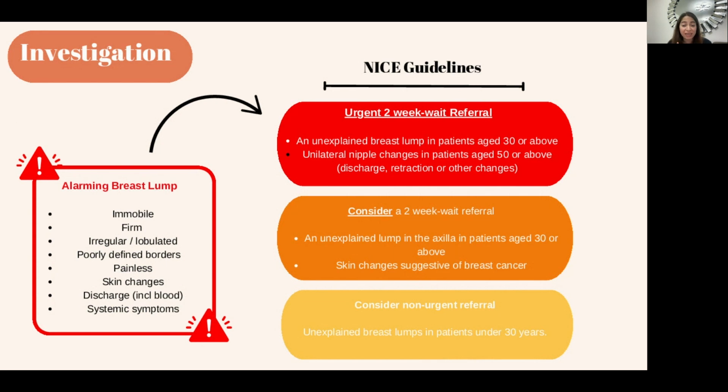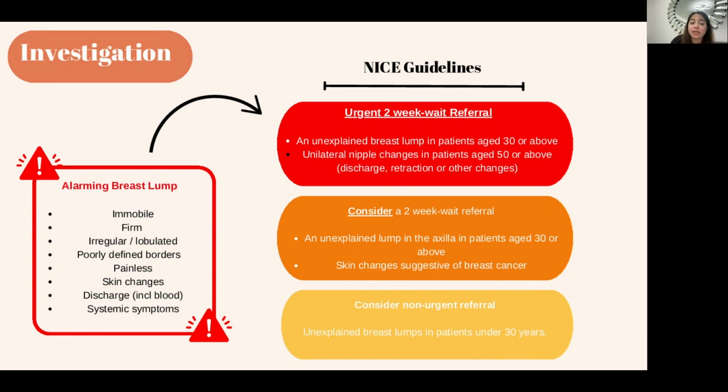They often feel irregular, so the border doesn't feel like a very smooth, circular, round lump. It will feel irregular and lobulated. As I said, the border is quite poorly defined, and it can be quite difficult, unless you're very well experienced, to differentiate between the normal breast tissue and the lump, especially because the border is not very well defined. They are painless. Sometimes they can have associated skin changes, and we'll go on to discuss that.